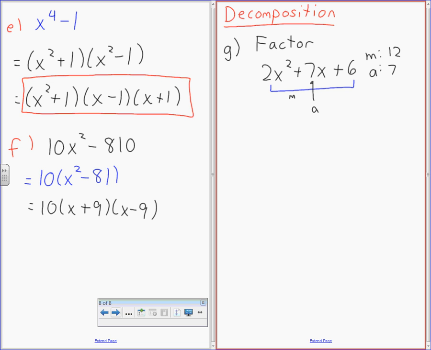Great. So, can someone be brave, please, and tell me what multiplies to 12 and adds to 7? 3 and 4. Now, if you say to yourself, Mr. Sadler, I'm not good at this, I'd say two things. Number one, practice. But number two, what you should do is write out all your factors.